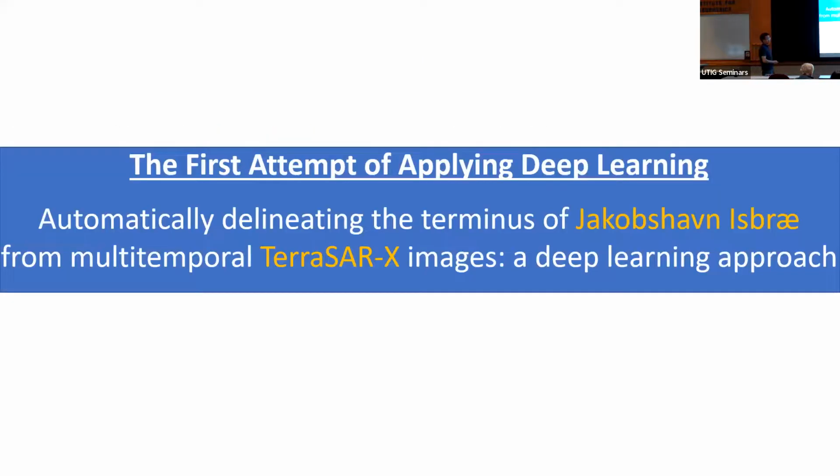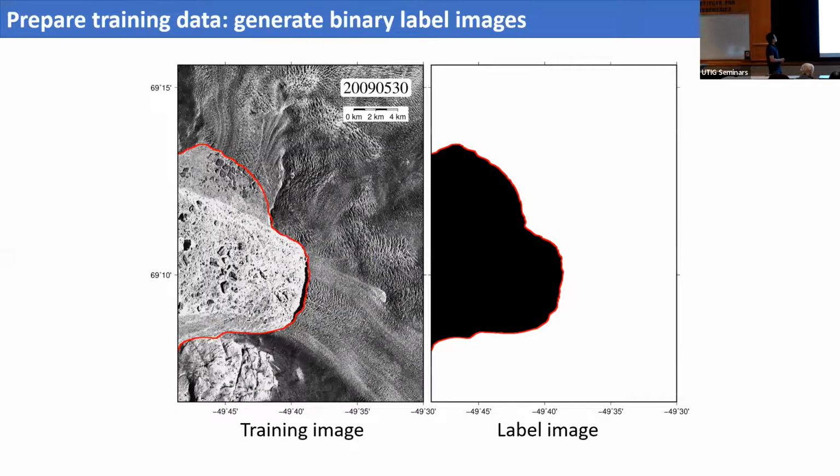So let's talk about the first study. This is a startup study, so I only apply deep learning to the largest glacier, Jakobshavn, and using only 1 remote sensing dataset. All right, the first step of using deep learning is to prepare the training data. We need to teach the network which part is ocean and which part is glacier. We do that by preparing such a label image, where the positive part is white, showing the glacier region, and the negative part is ocean.